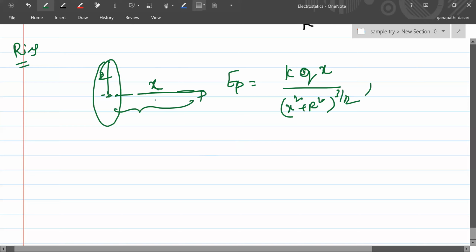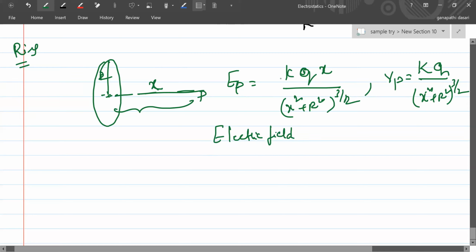And its potential also you write here, potential at that point. I'll explain that concept later on. It is k q by root of x square plus r square. Electric field will be maximum, which you can derive by differentiating it and making it equal to 0, at x is equal to r by root 2. Okay.